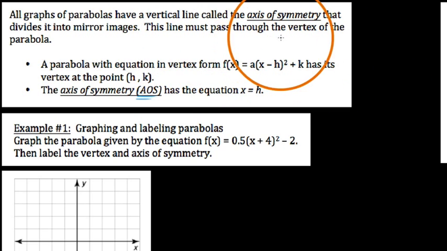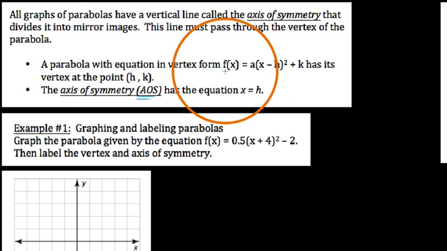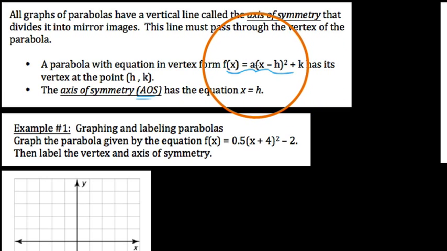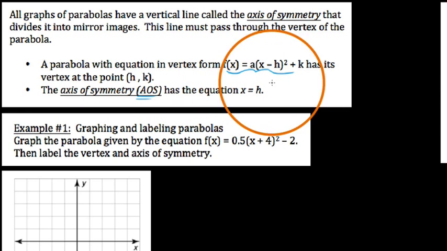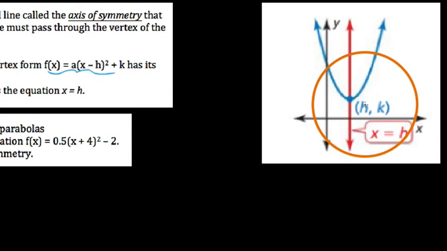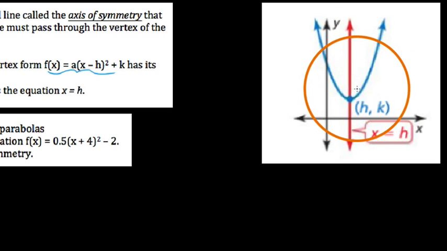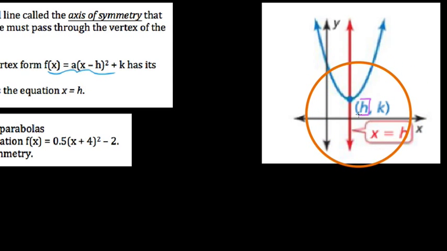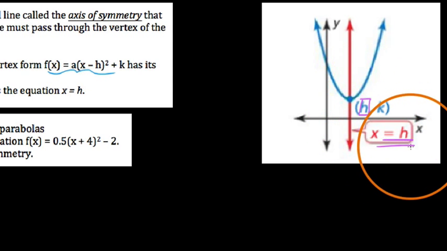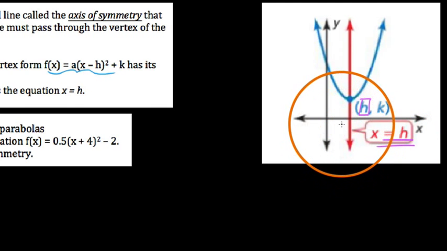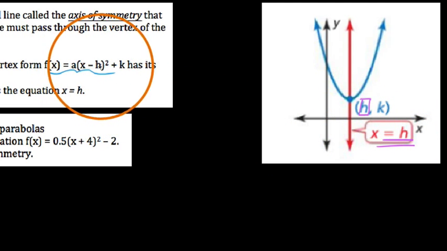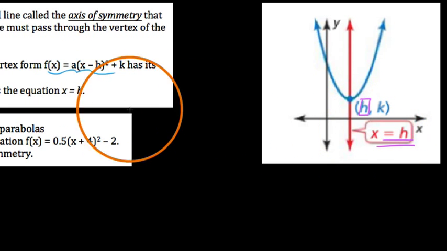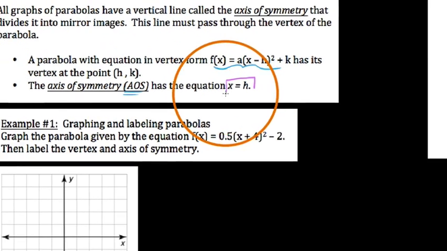Okay, so the axis of symmetry is what we're going to search for in this video when we graph things. Since this line has to pass through the vertex of a parabola, a parabola with the equation in vertex form, a times the quantity x minus h quantity squared plus k, has its vertex at the point (h, k). If the vertex is at the point (h, k), then this vertical line must pass through the vertex, so whatever the x value is at the vertex has to be the same as the x value in our axis of symmetry equation. As long as the equation is written in vertex form, the equation of the axis of symmetry must always be of the form x equals h.